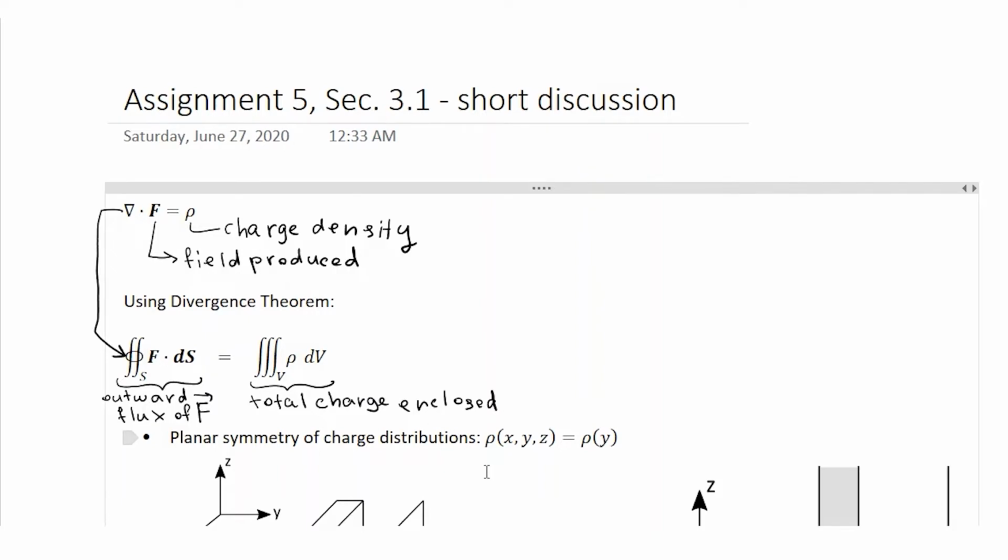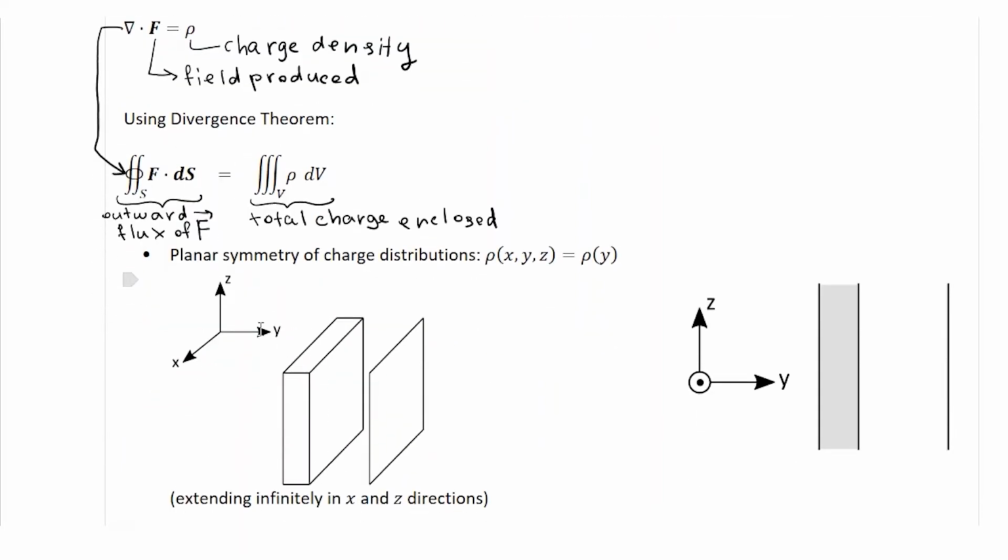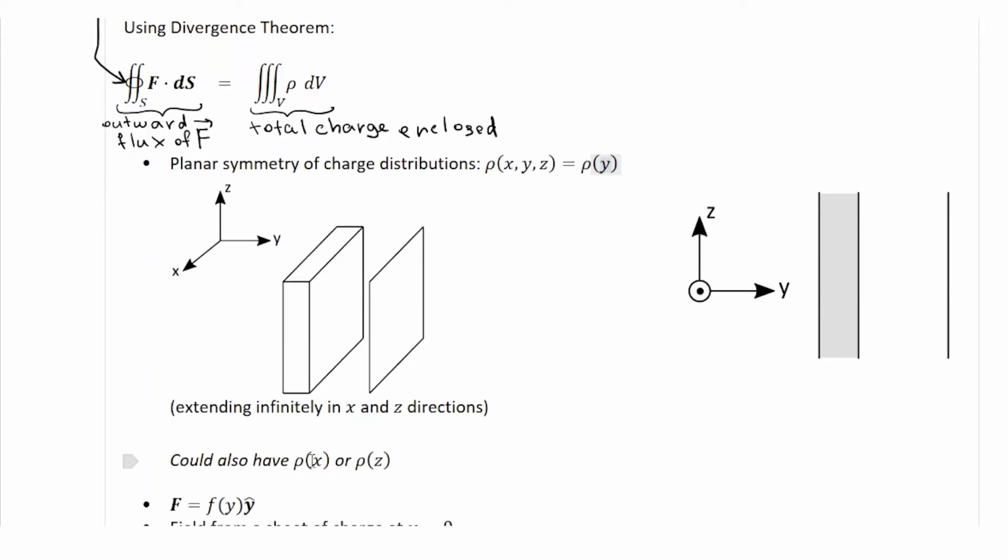For this tutorial, we'll be discussing problems with planar symmetry. They are the problems where charge distributions, instead of being functions of x, y, and z, are functions of just one of these variables, for example, y, and you could also have rho of x or rho of z, which would also give you planar symmetry.